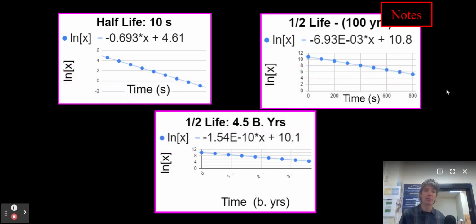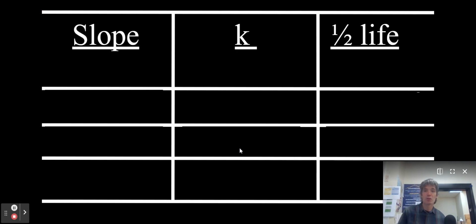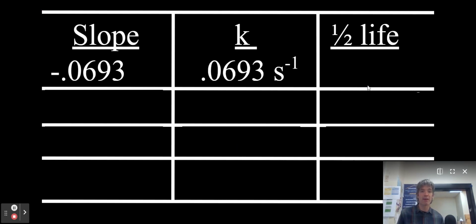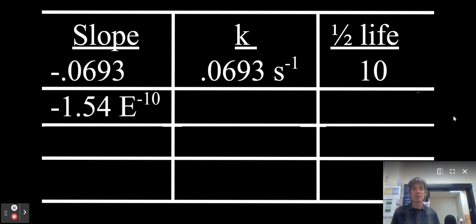I want to call your attention to something you may have already noticed. It's these slopes. It's basically the same number. It's off by a power of 10, not 100. We're going to compare that to this one. All right. So we've got this slope and we've got the half-life. There's my k. It's just the negative value of the slope.